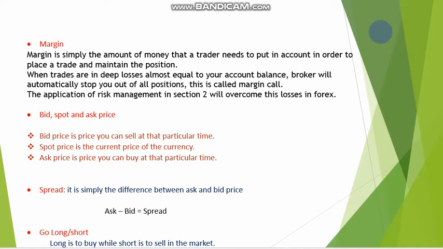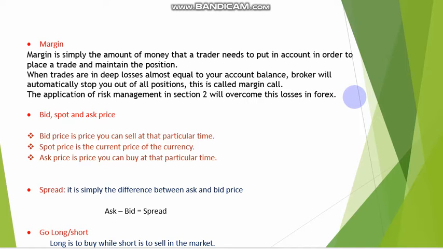The next terminology in forex: bid, spot, and ask price. You hear somebody talking about the bid price is this, the spot price is that, the ask price is that. These are simple definitions, guys. The bid price is the price you can sell at that particular time. When you open your trading platform or your MetaTrader 4, you will see the price of the currency at that particular time. Maybe you are looking at USD/CAD, the price of that currency at that particular time is what they call the bid price of the currency that you can sell.